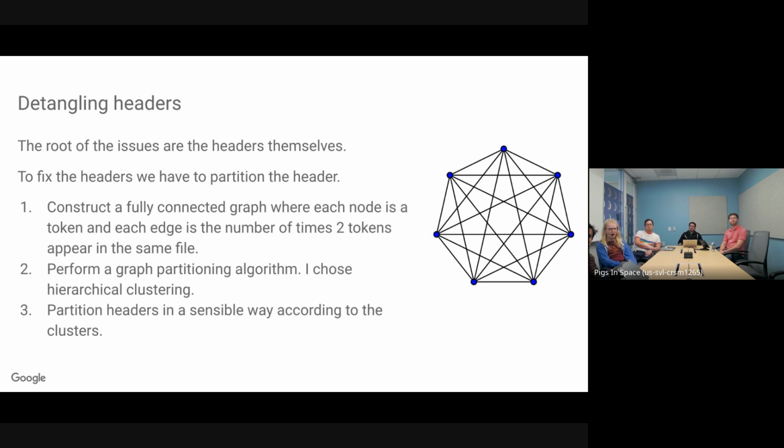So the approach I took was to construct a fully connected graph where each node is a token in a header, and each edge is the number of times two tokens appear in the same file. After that, we cut this graph essentially in two, or sometimes three. We can use any graph partitioning algorithm. I chose hierarchical clustering, and we can partition headers in a sensible way given what the clusters look like.